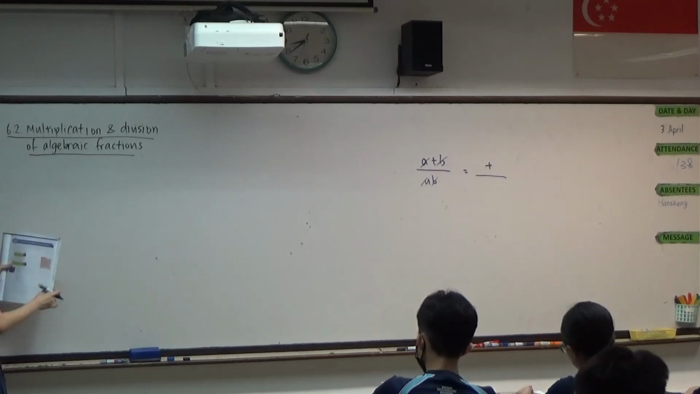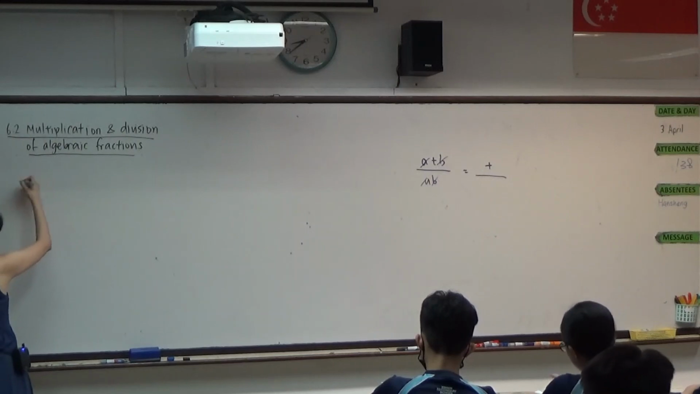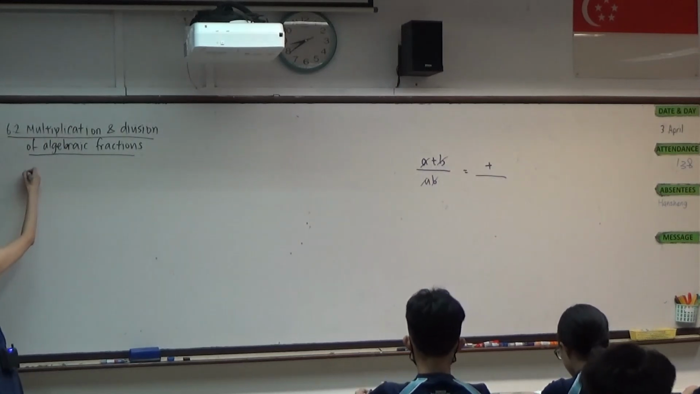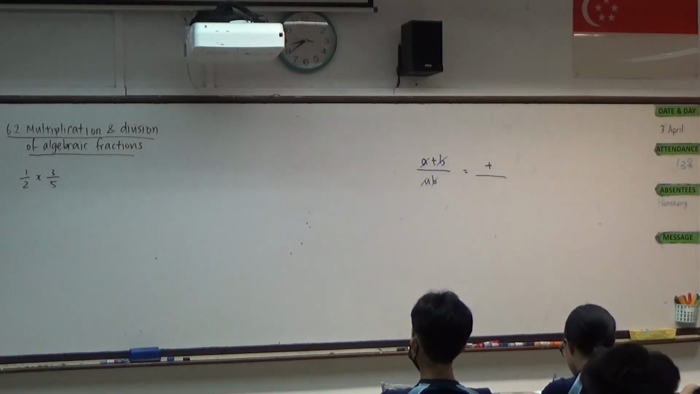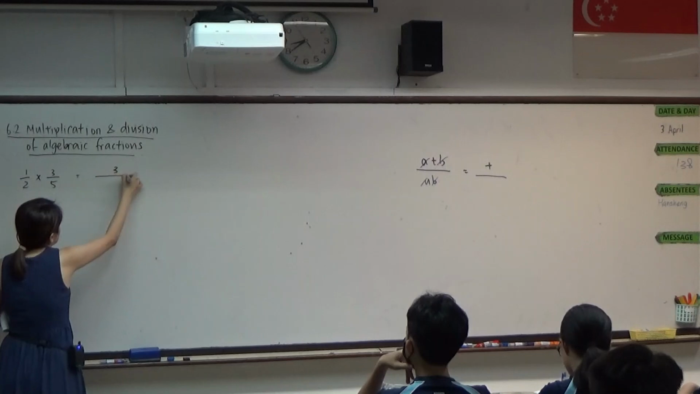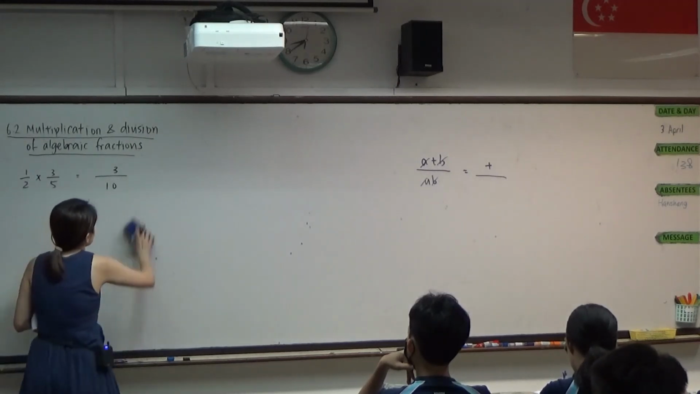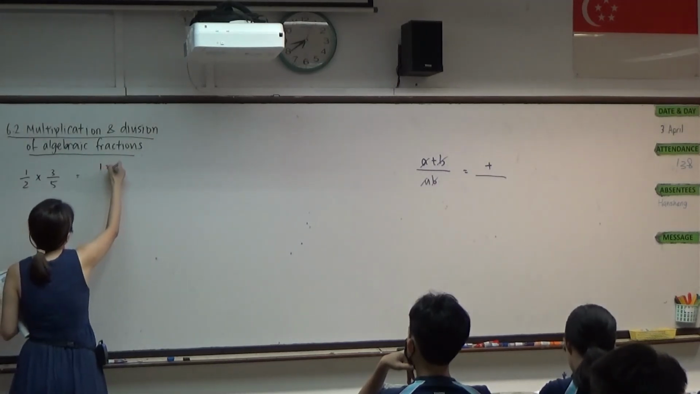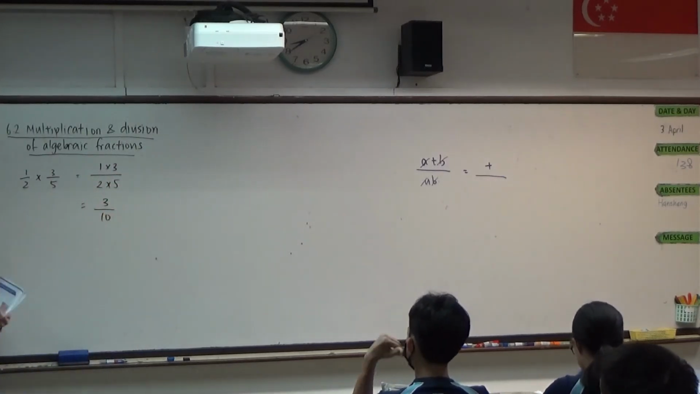In multiplication and division of algebraic fractions, something I want us to recall first is how it works for numeric fractions. For example, half times 3 over 5. How do I multiply half times 3 over 5? I will get 3 over 10. How do I get 3 over 10? 2 times 5 in the denominator, 1 times 3 in the numerator. That's how we do our numeric fractions, and that's why we get 3 over 10.